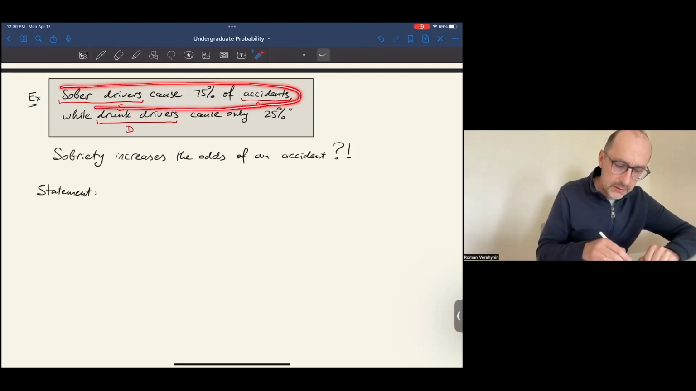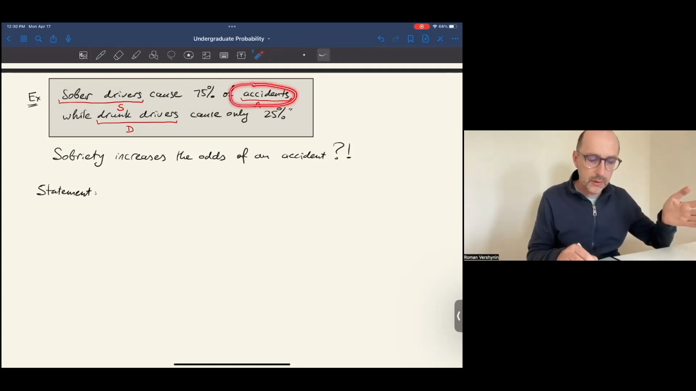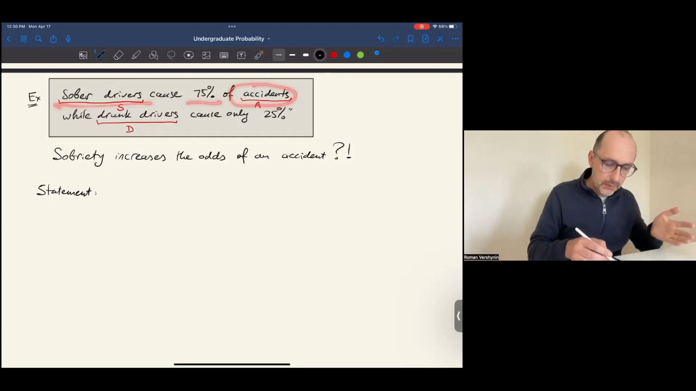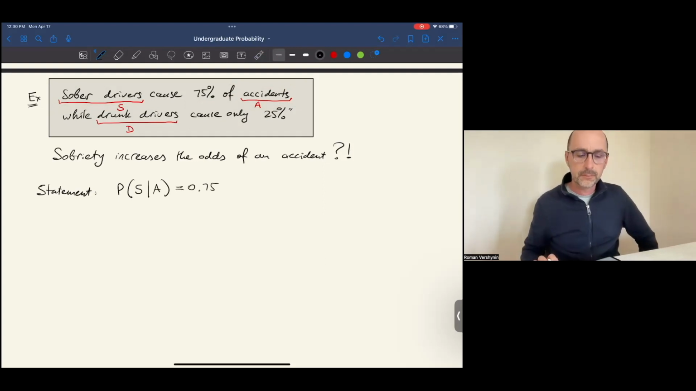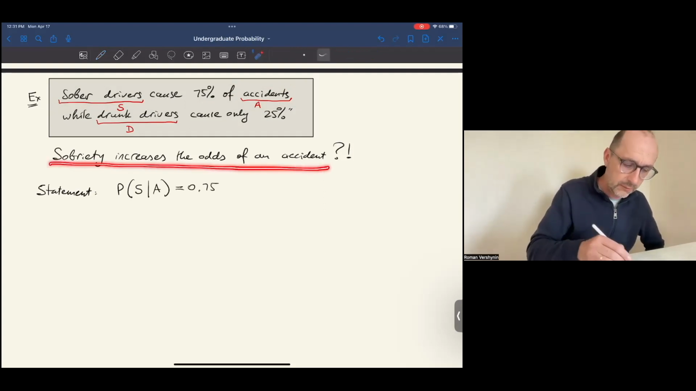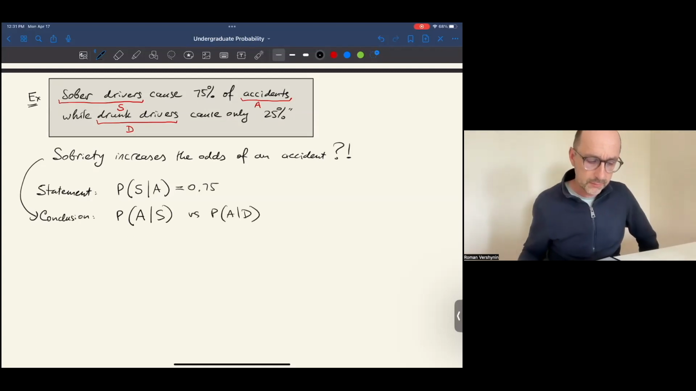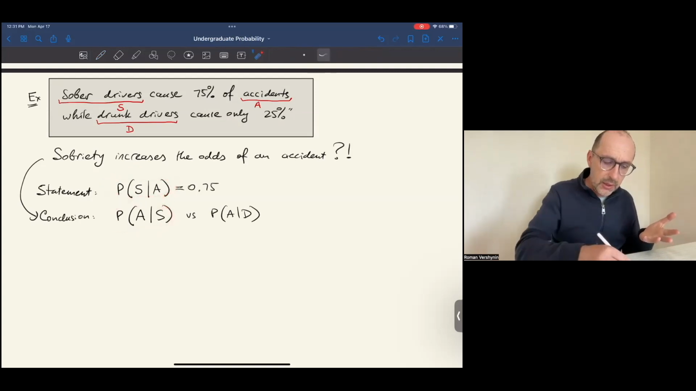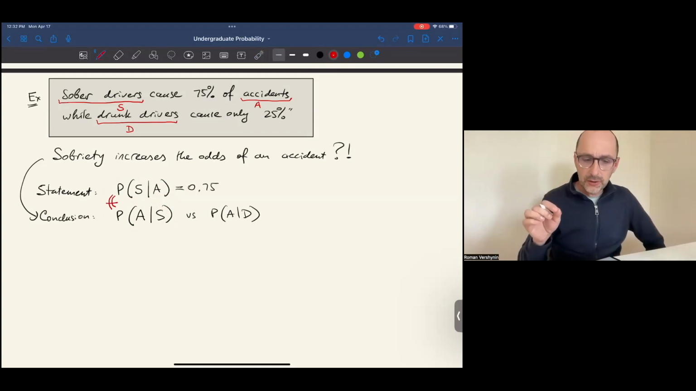Let's interpret this statement probabilistically. Look at someone who has caused the accident. Assume that an accident happened. That person will be sober with probability 0.75. So it's a statement about conditional probability that the person is sober given that that person caused the accident, and that is 0.75. However, the conclusion that sobriety increases the odds of accident is about the probability of making an accident if you are sober versus the probability of making an accident when you're drunk. Jumping from this assumption to the conclusion, we're implicitly assuming that these probabilities are the same, but they're not the same. The paradox is based on the wrong identity.